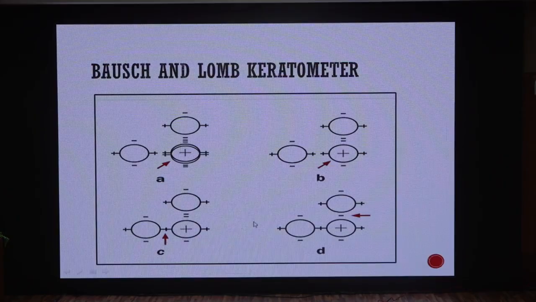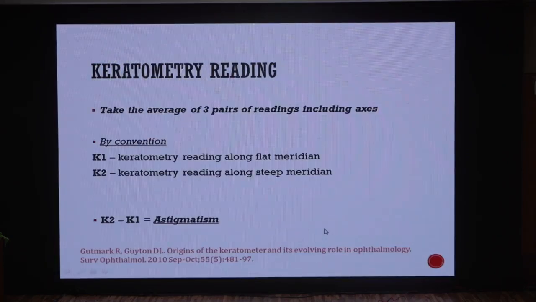Then you move your vertical knob and try to superimpose the minus lenses, and then again you take the reading. So ideally you should take 3 pairs of individual readings and take an average of it. That would give you the exact keratometry readings. By convention, K1 is the keratometry reading of the flatter axis and K2 is of the steeper axis, and the difference of the two will give you your astigmatism.